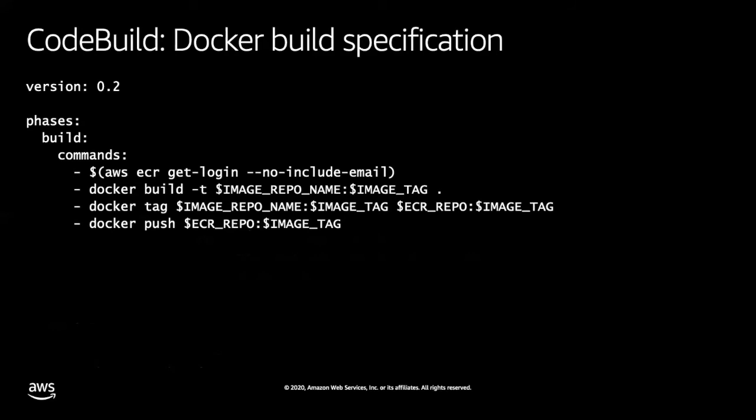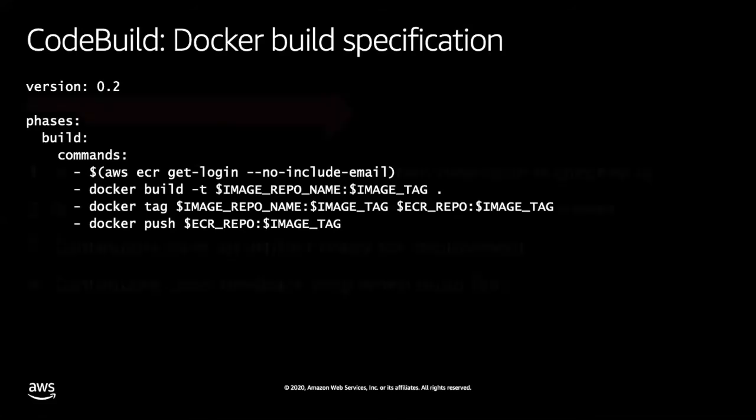Here's an example of building a Docker container and then pushing it to ECR, all in the build stage. I mean, this is a toy example. It assumes that there's no other dependencies that need to be installed, but it shows a basic way to build a Docker image in ECR.